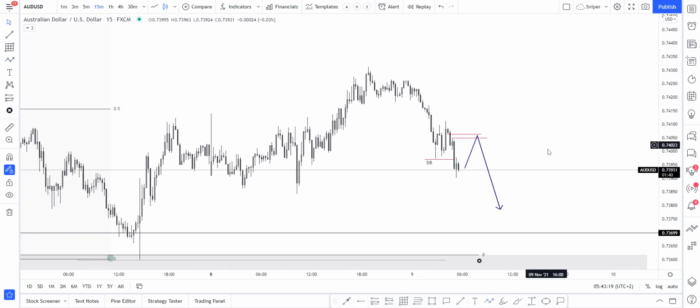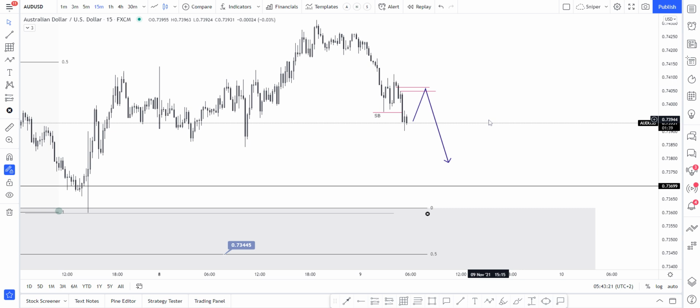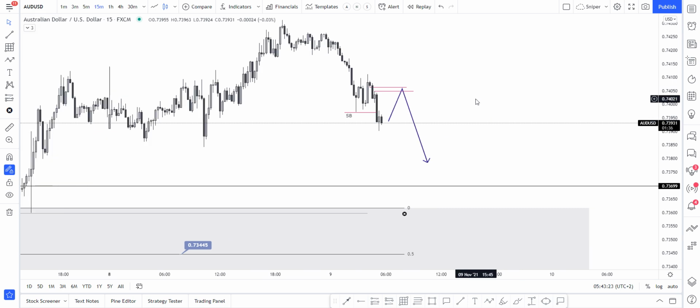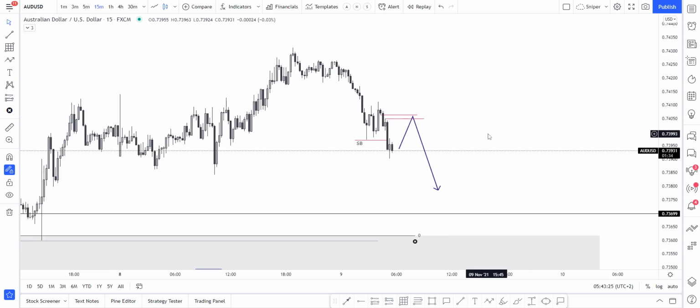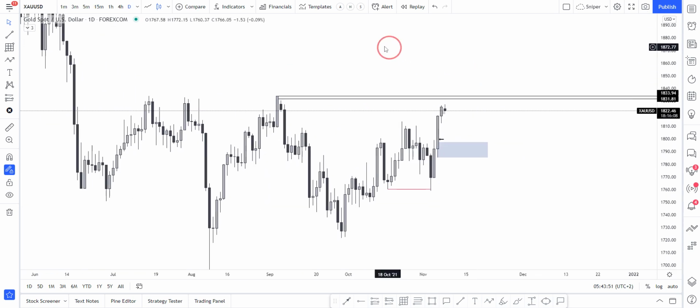But as I said, I'm not a very big fan of Aussie dollar lately, so I'm not going to be paying too much attention to it. I'm going to skip GJ and I'm going to look at gold next because I know a lot of you have asked for it. I'm going to start by looking at the daily.